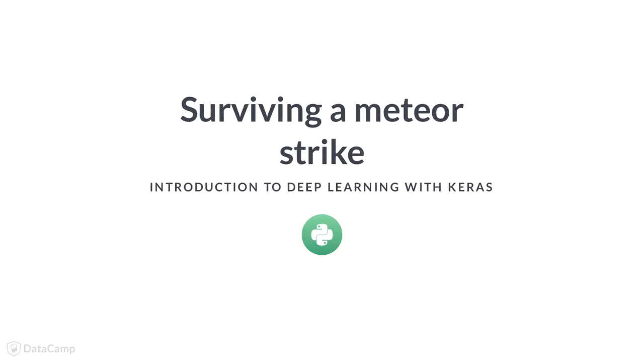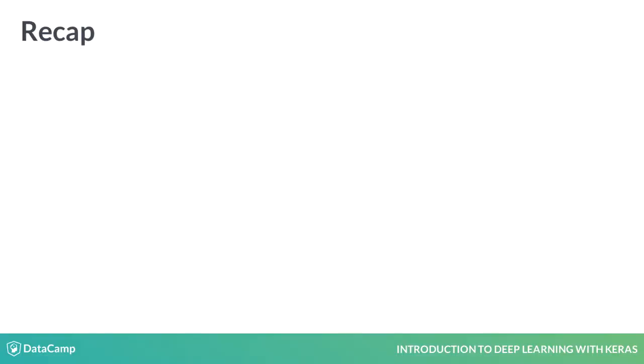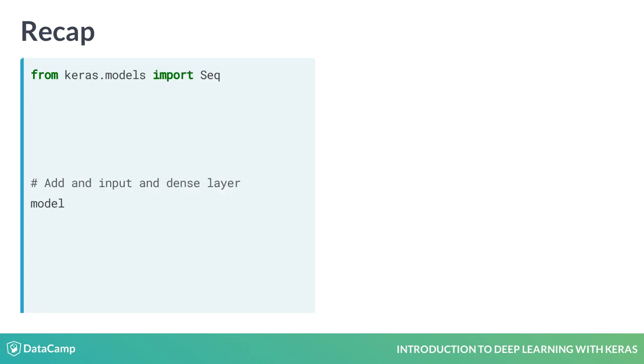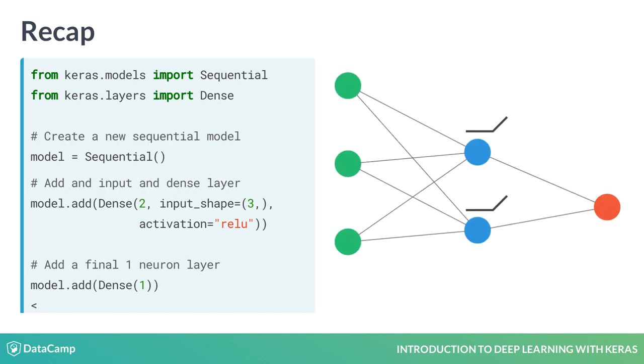Welcome back. We are going to learn just what you are missing to be able to save the Earth from a meteor strike. But first, let's see how to compile, train, and predict with your models. In the previous lesson, we saw how easy it was to create a model with Keras. You instantiate your sequential model, add a couple of layers under activations, and that's it. You've built a simple model in no time.